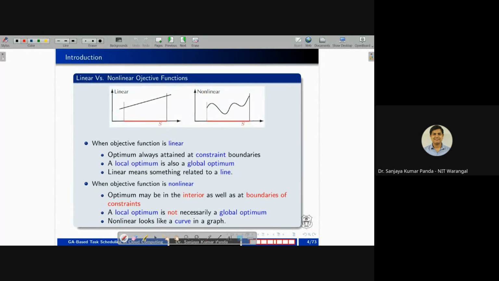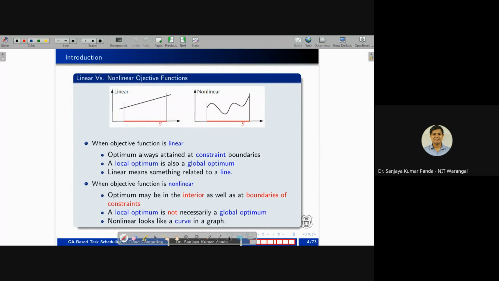So if the objective function is non-linear, it is not guaranteed that the optimum is always going to be present at the constant boundary. It may be interior, it may be on the boundary, it may be anywhere, right? So in that case, the local optimum solution is not the global optimum solution. Linear objective function means we are more or less related to the line y is equal to mx plus c. But when you go for a nonlinear objective function, we look at a curve, right?